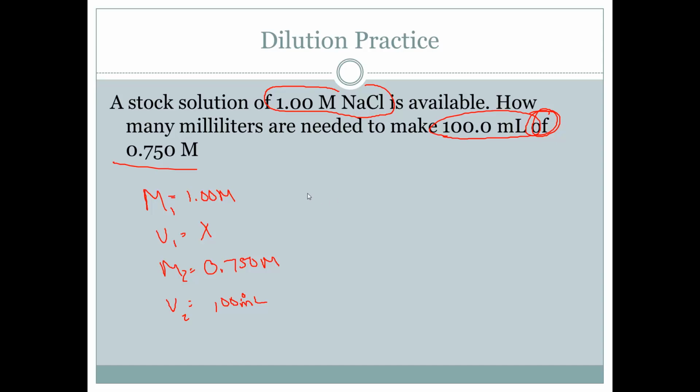So we plug our numbers in. 1.00 molar times X is equal to 0.750 molar times 100.0 milliliters. Multiply 0.75 times 100 divided by 1, and it comes out to be 75 milliliters that we then dilute, adding enough water to make 100 milliliters. And that explains how to do both molarity and dilutions.